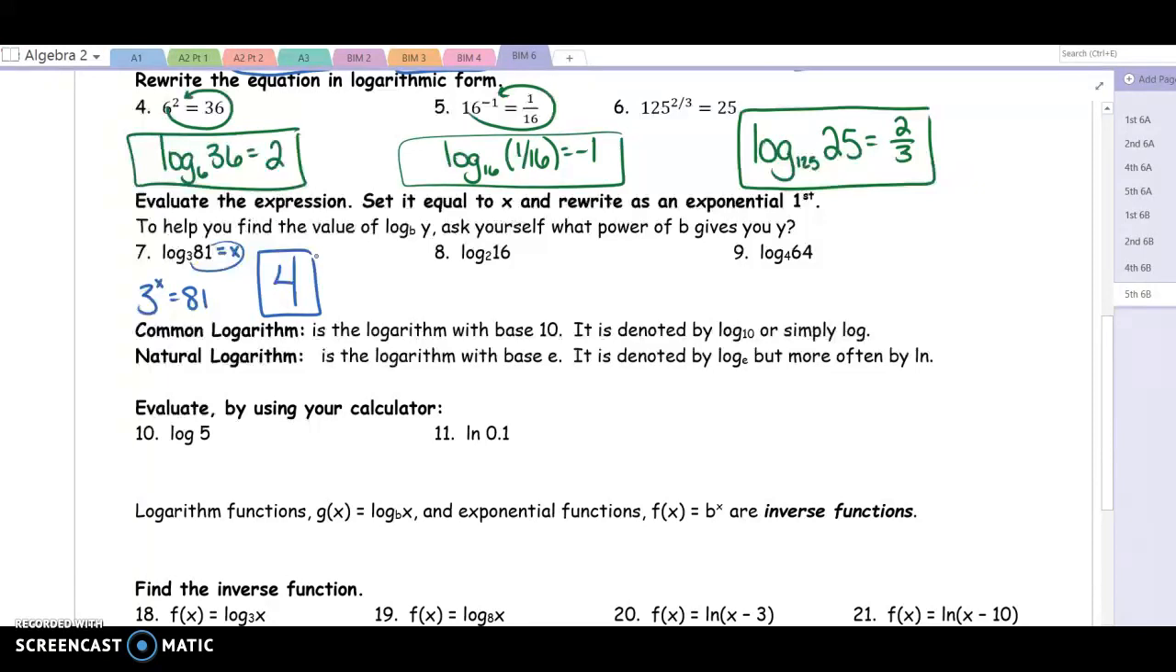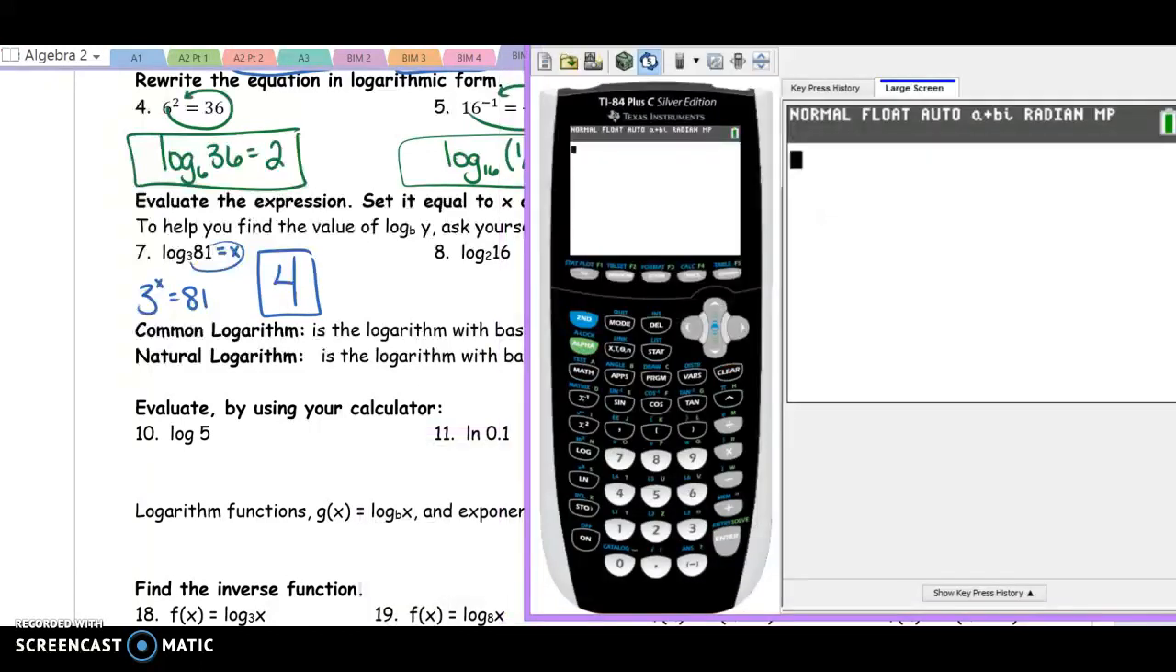But wouldn't it be nice if we could do this in our calculator? So grab your calculator, doesn't matter which type of calculator you have. To do this in your calculator, I'm actually old enough that I can say, well, back in my day, you could not do the log base 3 of 81 in your calculator. If you see the LOG button on your calculator, that is log base 10. That button only helps you if it's log base 10. So we can't use that.